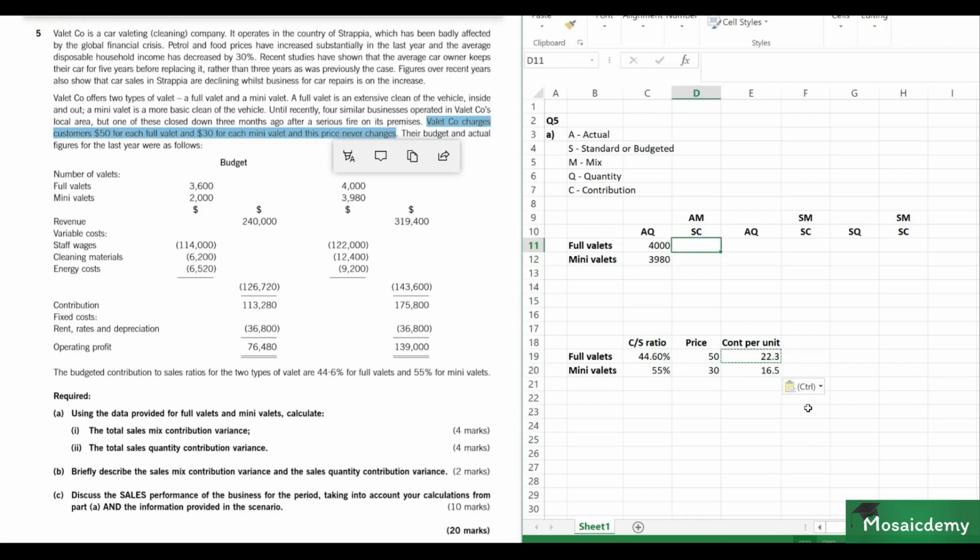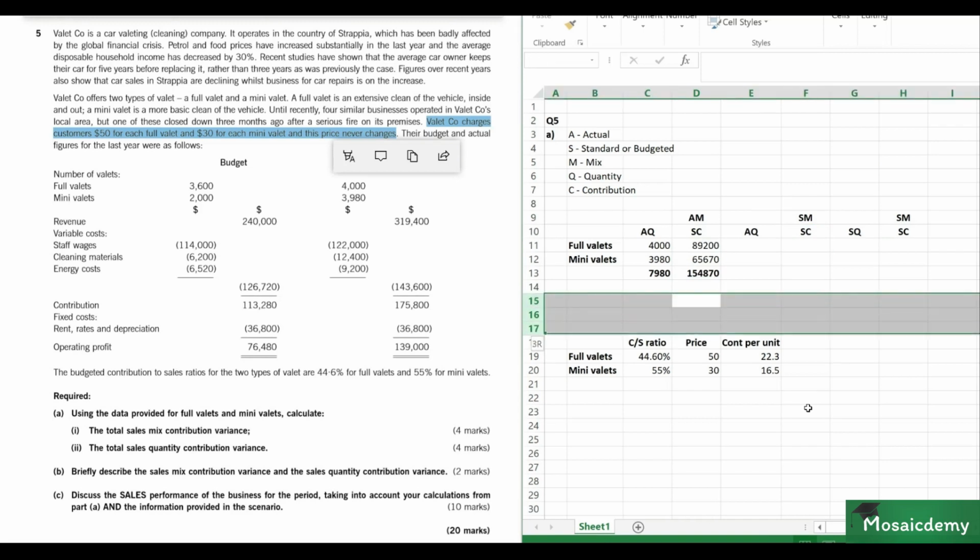Okay, so we'll take 4,000 multiplied by 22.3 and we'll take 3,980 and multiply it by 16.5. Okay, so our total is 154,870. Okay, and this is total 1 from our calculation standpoint, and this total, the total number of units is 7,980. Why do we need this total? Because the next part is actual quantity as per the standard mix. So we need to do the standard mix splits. So let's insert a few rows.